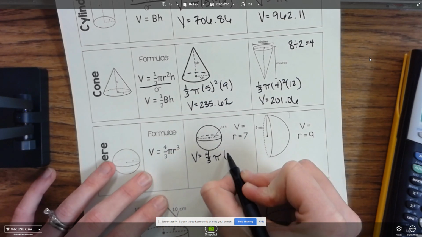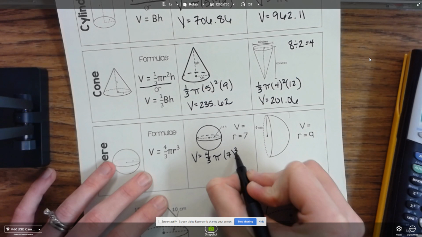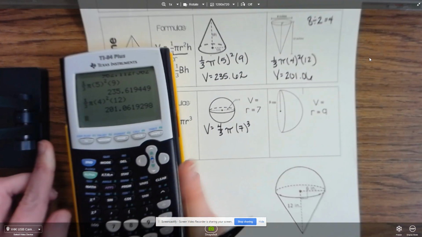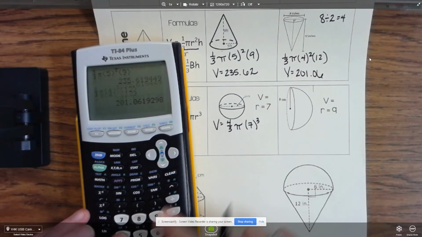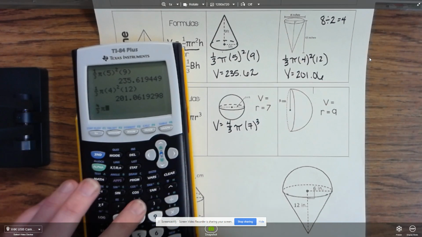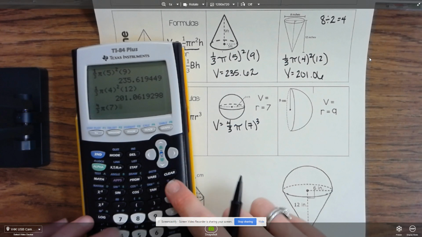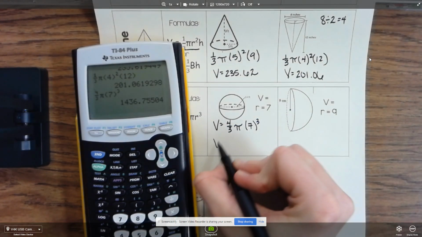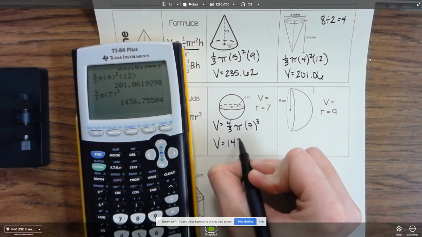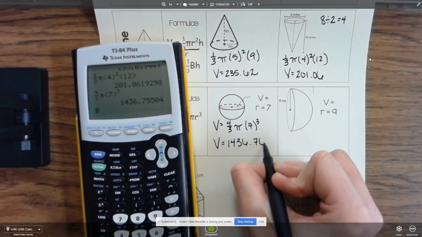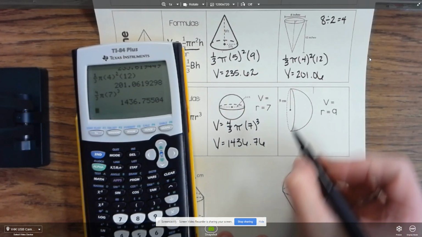All right, so for a sphere, pi, and my radius is 7. So 4/3 pi radius cubed. And so here I get 1,436.76.